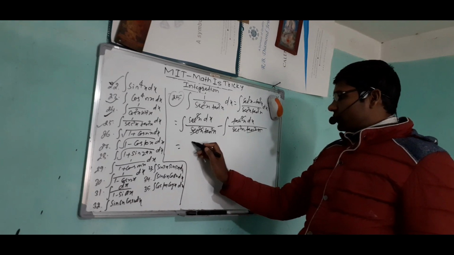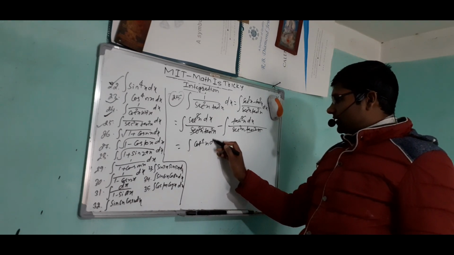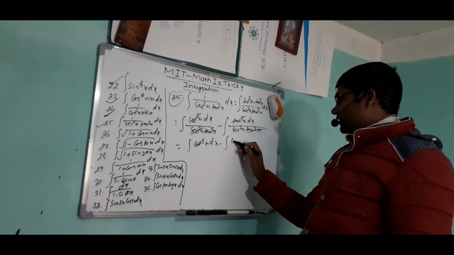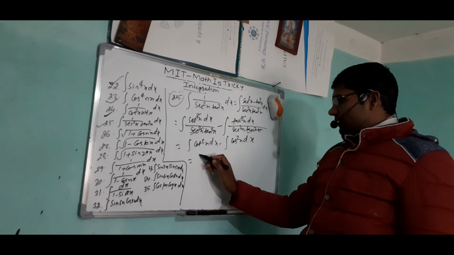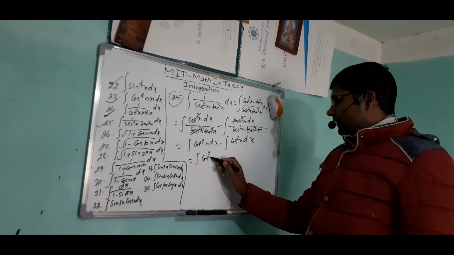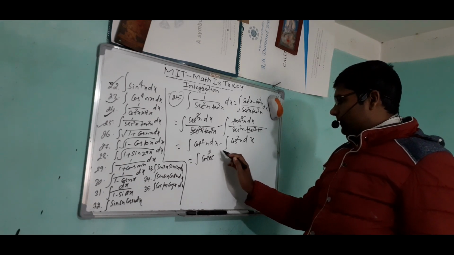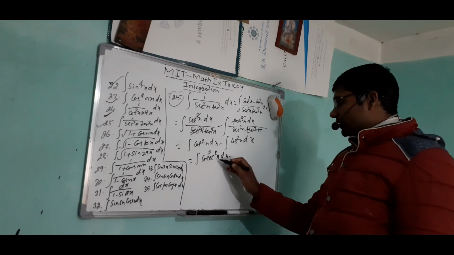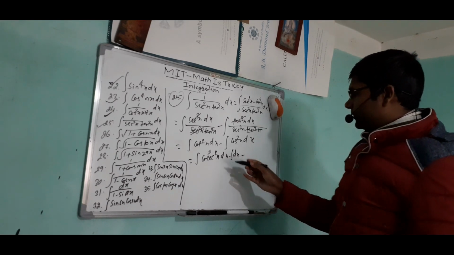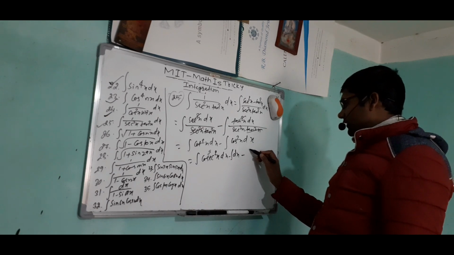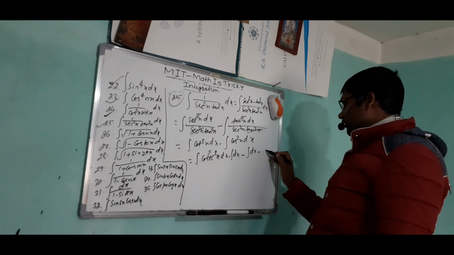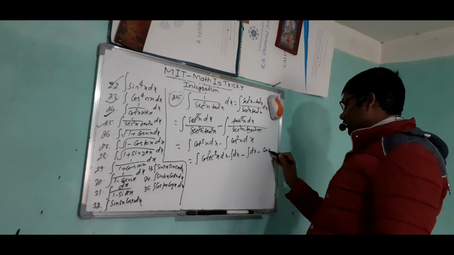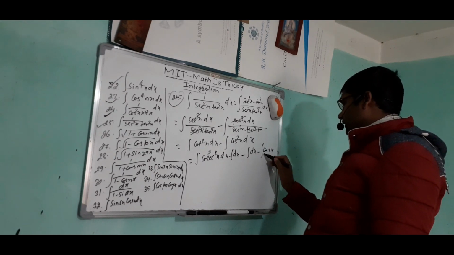So it is here cot²x dx minus, for 1/sec² meaning cos²x dx. Again we can change this: cot²x means cosec²x minus 1. So dx minus, for cos²x we can write the formula (1 + cos 2x)/2 dx.